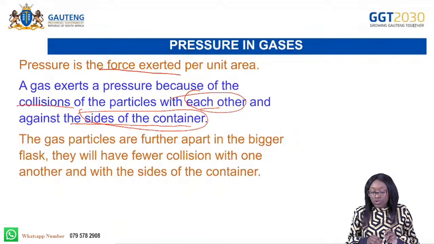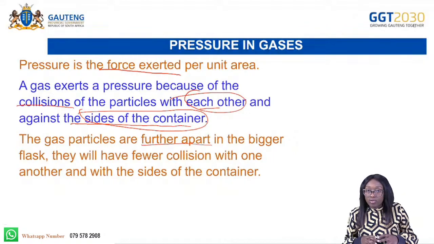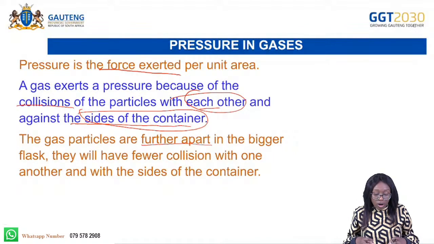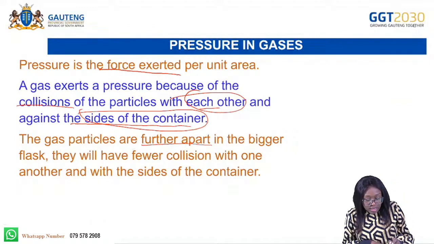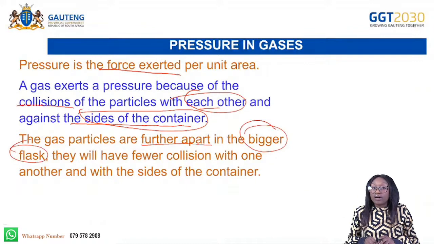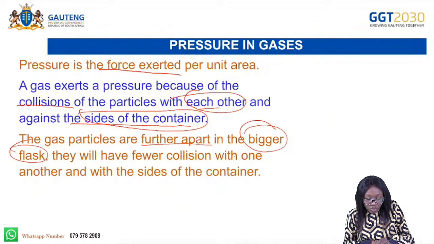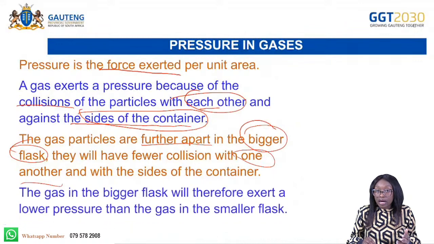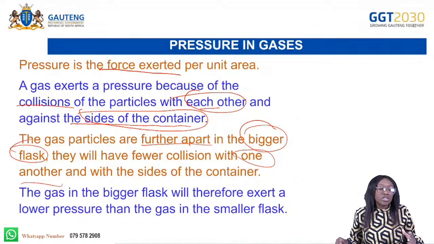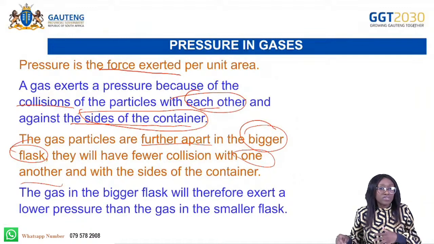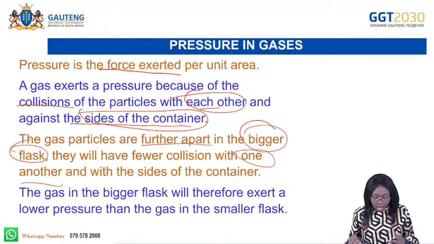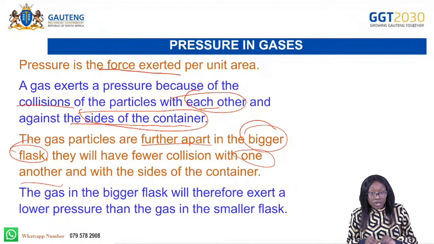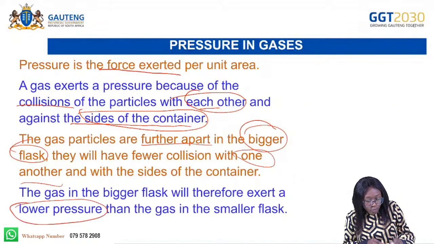Now, the gas particles, we know that they are further apart because the spaces between the gases are quite large. So let's say we've got a big flask. The gas particles in a bigger flask are going to be further apart and they will have fewer collisions with one another and with the sides of the container because they're further apart. There's so much space for them to be moving left, right, up and down. And the bigger flask will therefore exert a lower pressure.